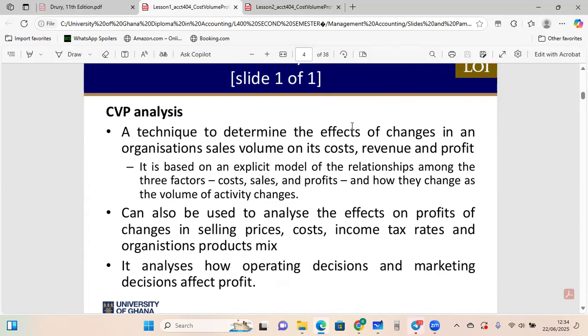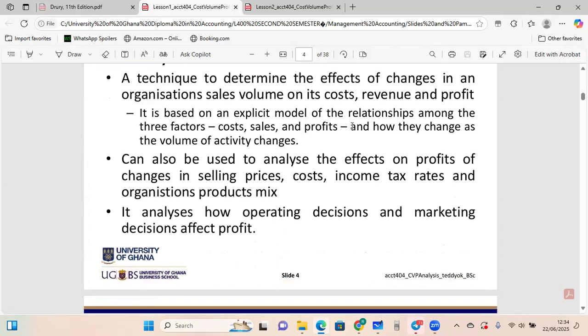So it can also be used to analyze the effect on profits of changes in selling prices, cost, income tax rates, and organizations' product mix. So the organization product mix is a situation where the organization is producing more than one product, right? But at the same rate, let's say the organization produces banku and then soup, right? So let's say for every one bowl of banku, the organization produces two soup, right? So that will be like a mix of 1:2 because one for banku, two for the soup. So something like that. So we will talk more about this very soon.